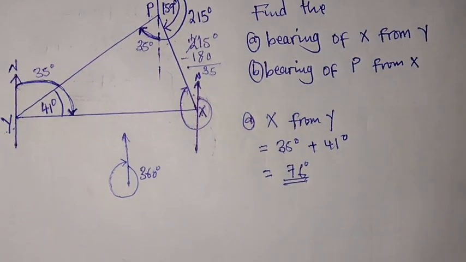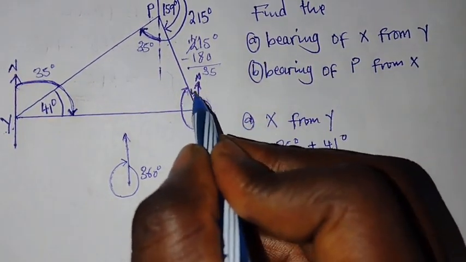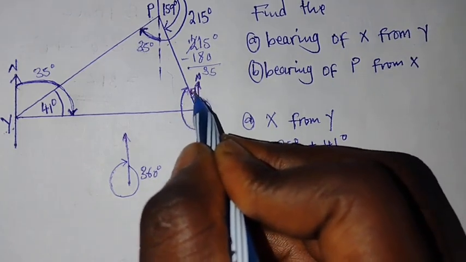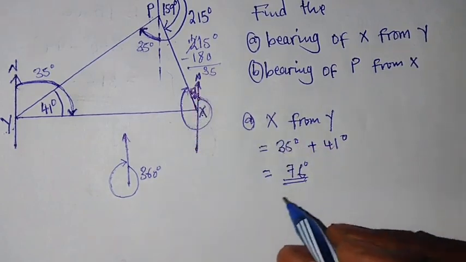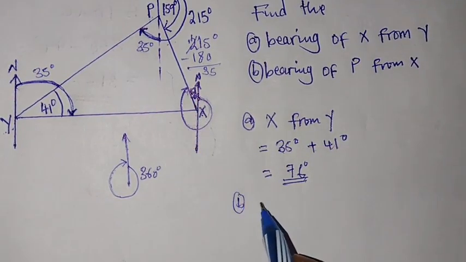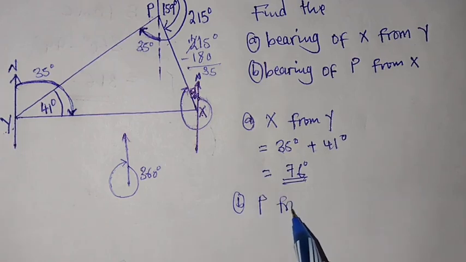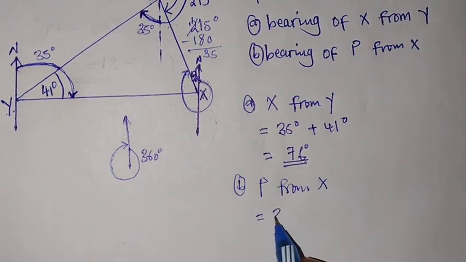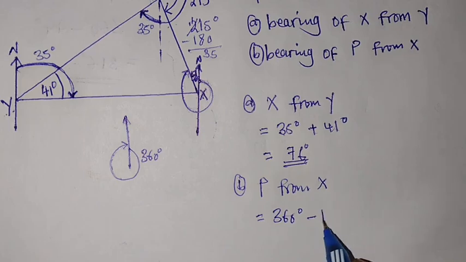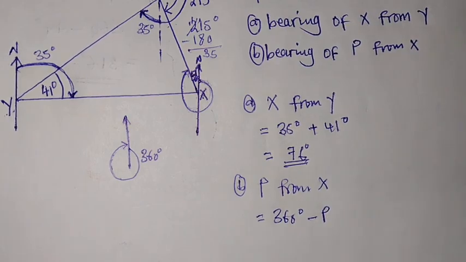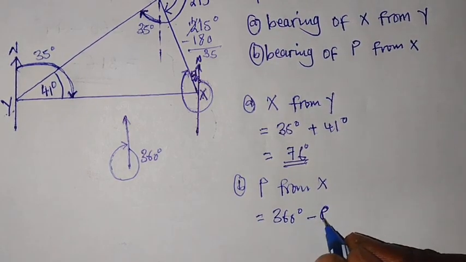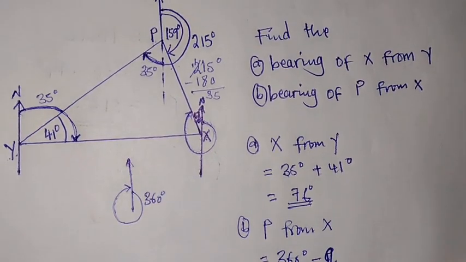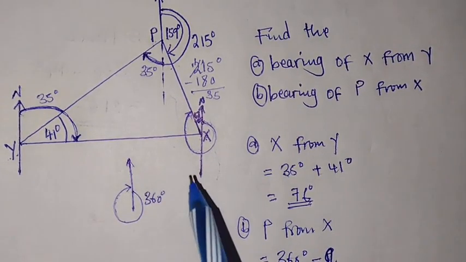So what we are going to do is this. Let's assume that here you have angle Y. In fact, let's not use Y. Let's use Q. We have angle Q. So we are going to say the bearing of P from X is 360 minus this angle Q. I've said angle Q. So let us find angle Q. How do you find angle Q?